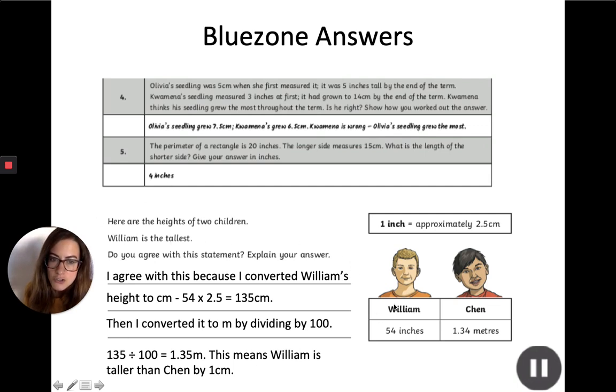So we had 2 children, William and Chen, and it says that William is the tallest. Do you agree? Explain your answer. I do agree, because I converted William's height to centimetres. Now I know that 1 inch is 2.5 centimetres approximately, so I did 54, because that's how many inches tall William is, by 2.5, and I got 135 centimetres. And then converted it into metres, because Chen's height is in metres, by dividing by 100, because I learnt that last week, how to do that. And that gives me 1.35 metres. So that means William is taller, which is what it said here, than Chen just by 1 centimetre.